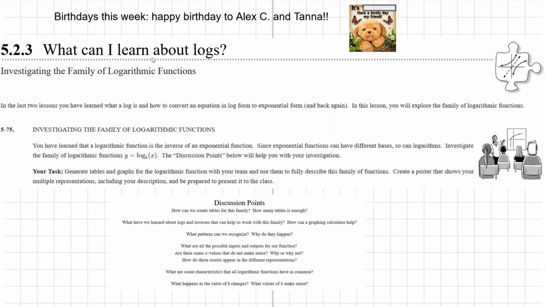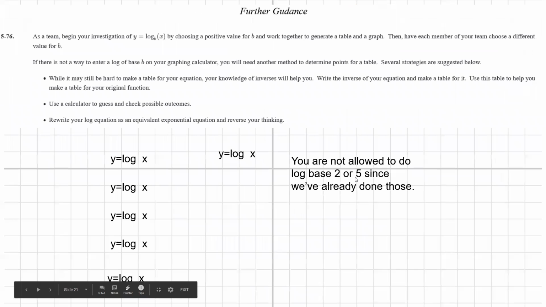Okay, so 5.23, what can I learn about logs? You're going to do 75, so read through 75. It tells you to pick, and you have to answer all these discussion points. I'm not going to read it to you. When you go to 76, the next slide, it tells you to pick a log function and make a table and a graph, and then answer everything. I'm going to let you read it and do that.